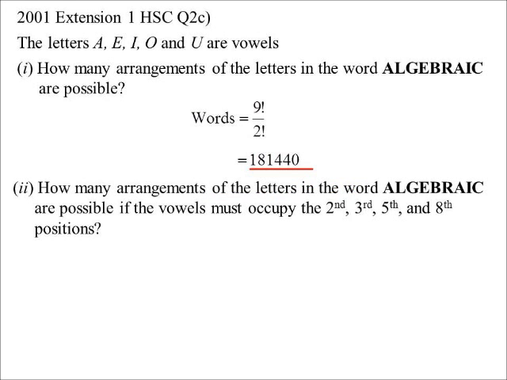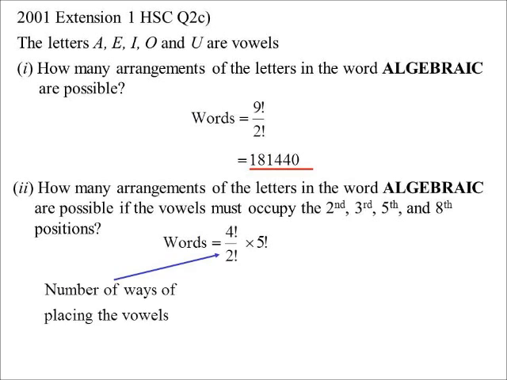How many arrangements are possible if the vowels occupy the 2nd, the 3rd, the 5th, and the 8th positions? Okay, we look after our restrictions first. We are going to place the vowels. How many vowels do we have? The hint is that they said place them in the 2nd, the 3rd, the 5th, and the 8th. So that was a bit of a giveaway, there's 4 there. Very good. How many of the vowels are the same? So therefore, how many ways could we arrange those vowels? Yes. So 4 factorial on 2 factorial, which would be 4 times 3.